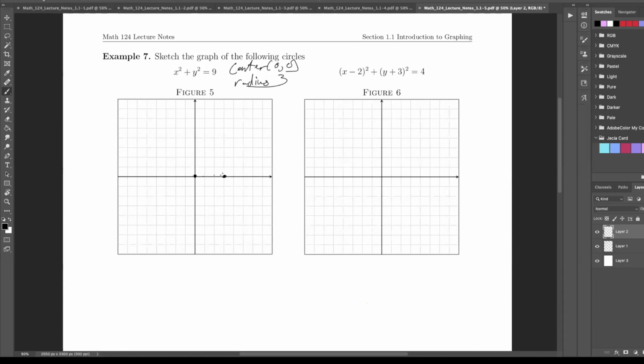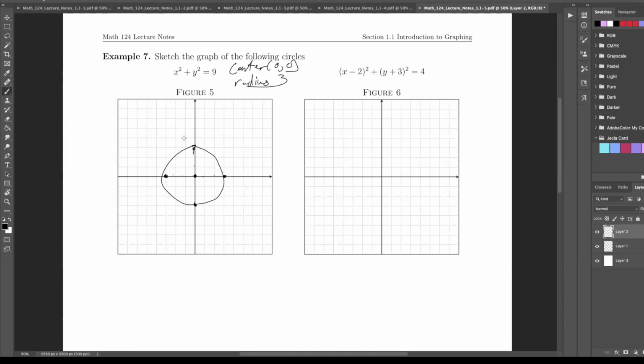And I usually like to go to the right 3, up 3, to the left, sorry, I'm dyslexic. To the right, up, left, and down 3 from that point. And then just kind of curve, circle as best I can. It's about as good as you can get it.